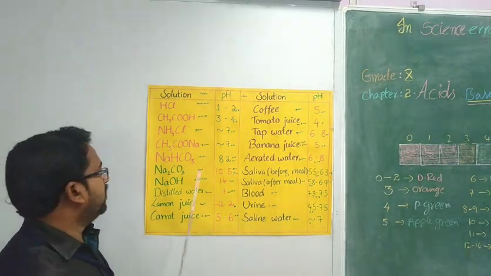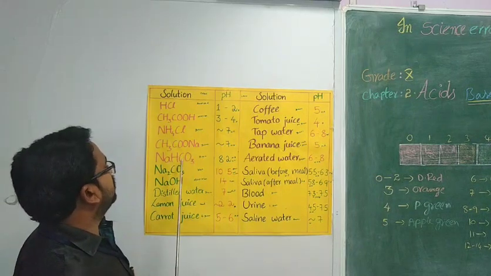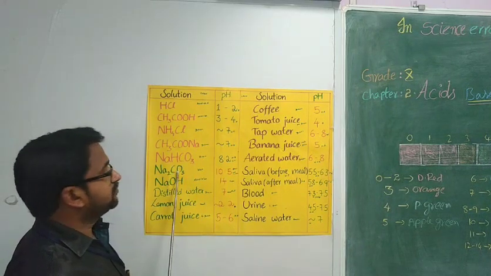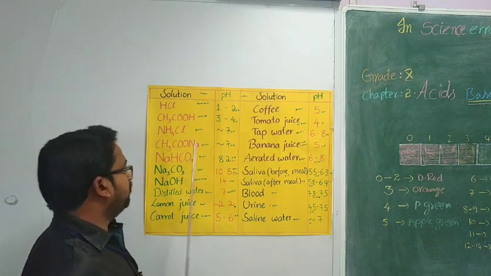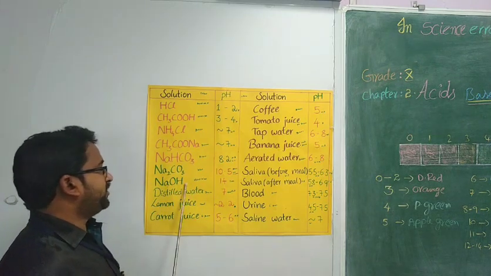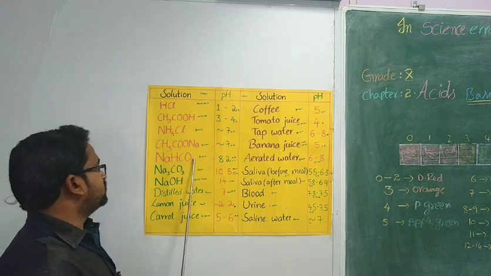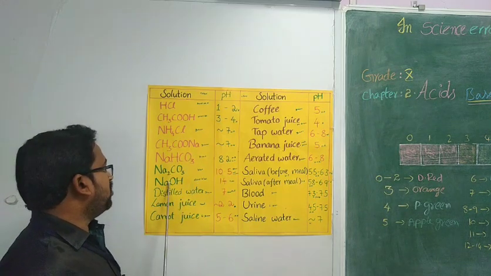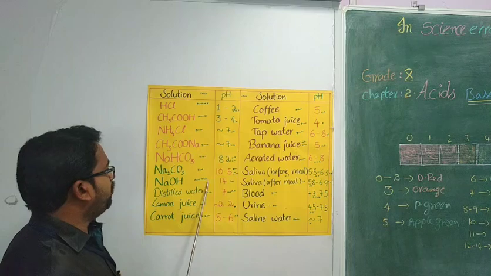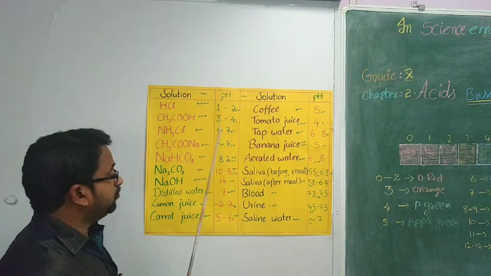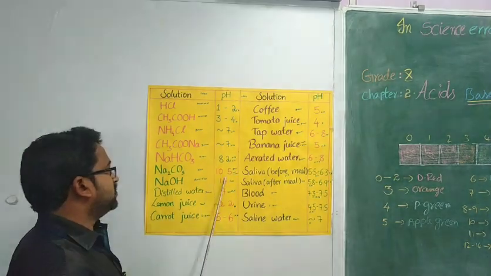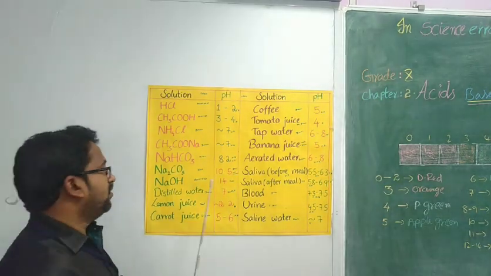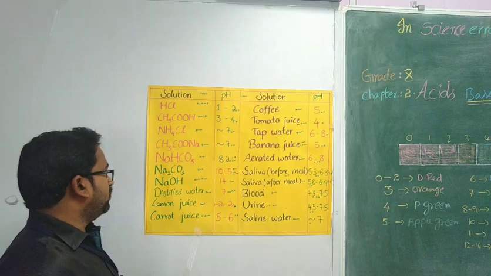Common names are there, no? So what are the common names? Na2CO3, washing soda; NaHCO3, baking soda; and NaOH, caustic soda. All three sodas are there here. And NaOH, deep blue base. What is it? Strong base, because the pH value is 14, and deep blue is the color.